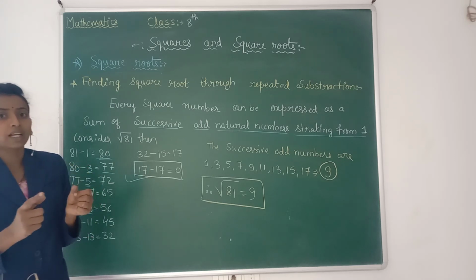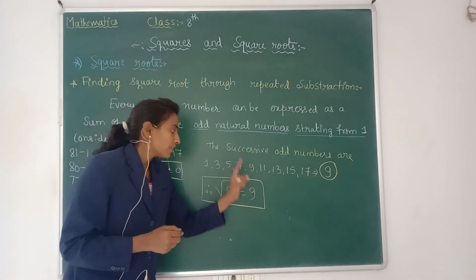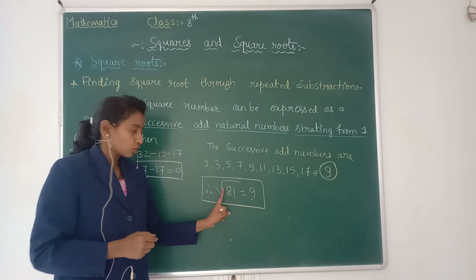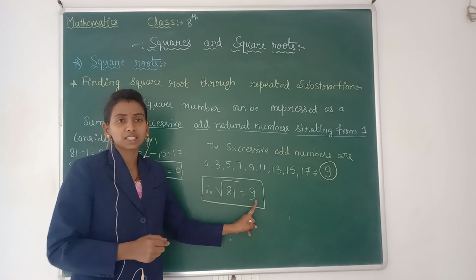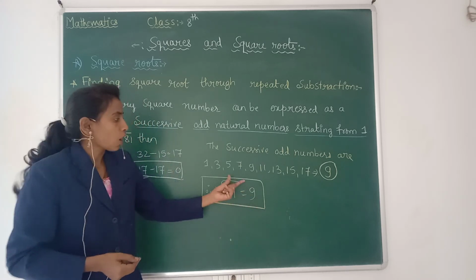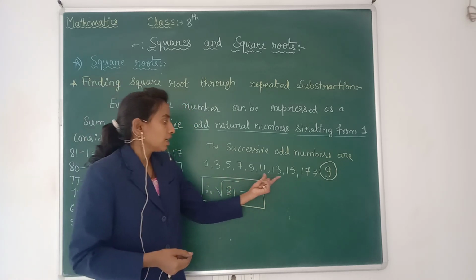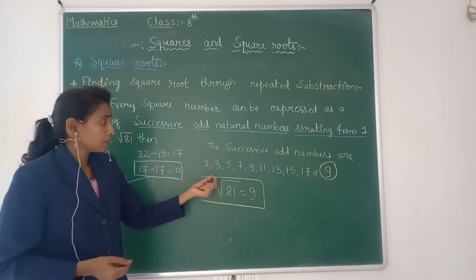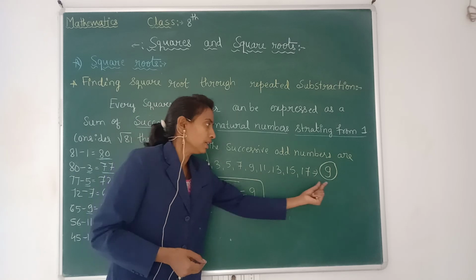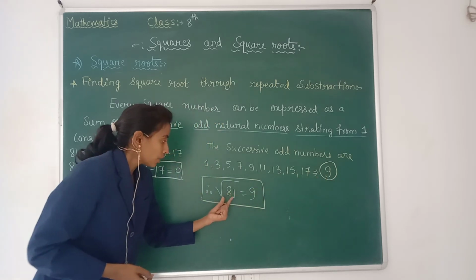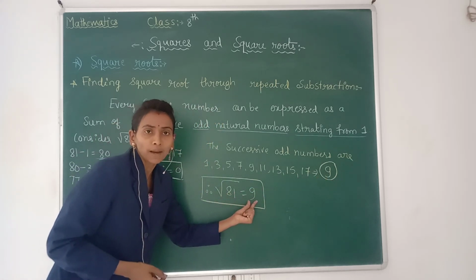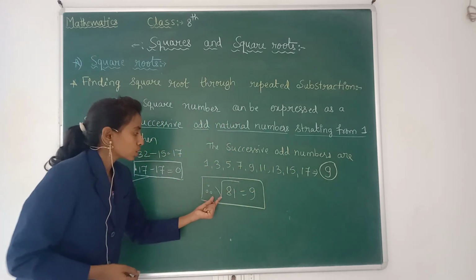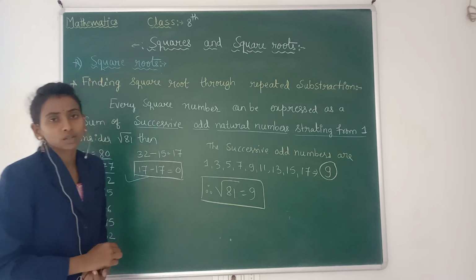That number we have counted. That number will be the square root of this 81. The square root of 81 is equal to 9. Here, how many numbers we subtracted will give the clue for the square root of the number. We have totally 9 numbers here. So the square root of 81 is equal to 9.